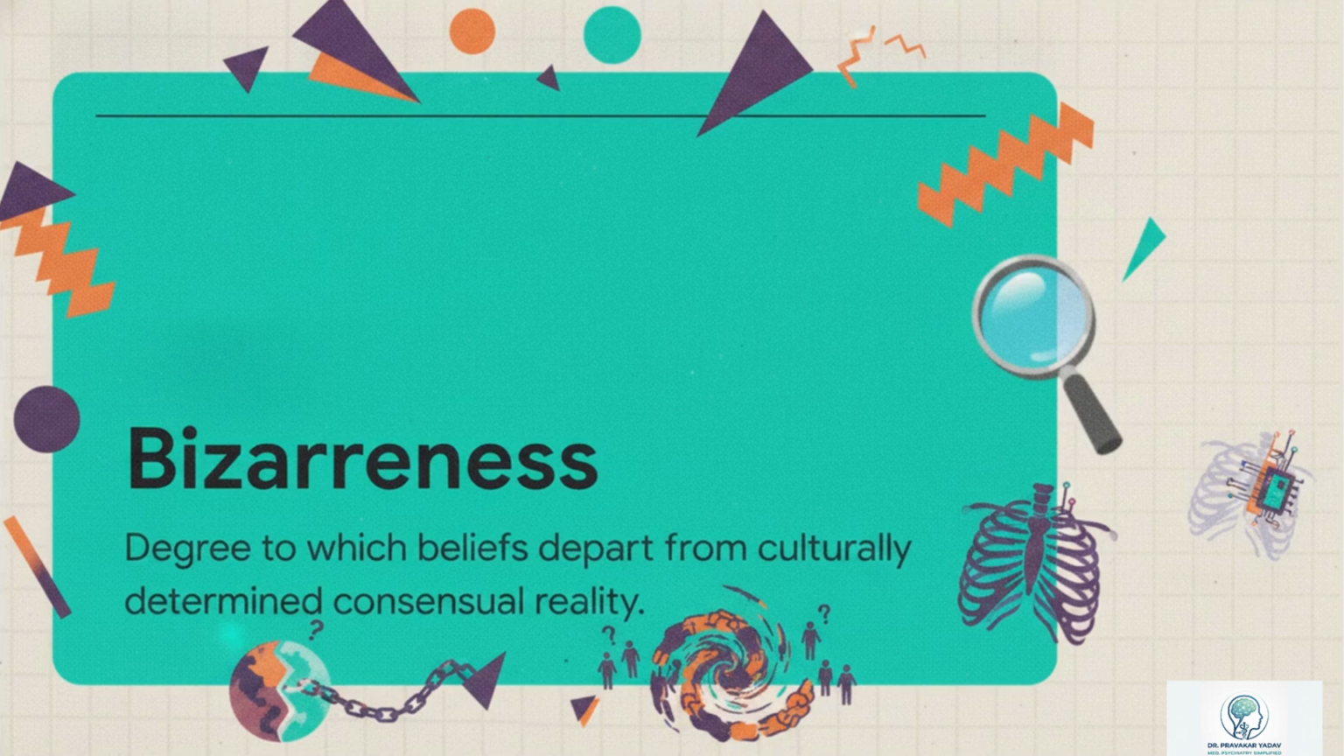The third vector is bizarreness. This one measures how far the conceptual content departs from culturally determined consensual reality. It asks, does this involve physically impossible phenomena?